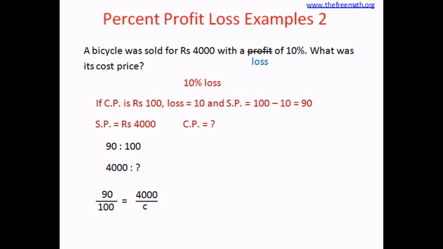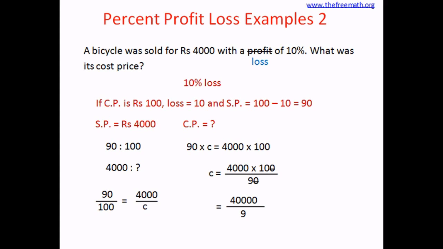We know that the cross products are of the same value. Whenever there are equivalent fractions, we take the cross products. So 90 multiplied by C equals 4,000 multiplied by 100. Let's divide both the sides by 90 so we can isolate the variable C here. So when you divide by 90, you get 4,000 multiplied by 100 divided by 90. Let's cancel out the zeros, 1 zero from the numerator and 1 from the denominator. So now we have 4,000 multiplied by 10, which is 40,000 divided by 9.